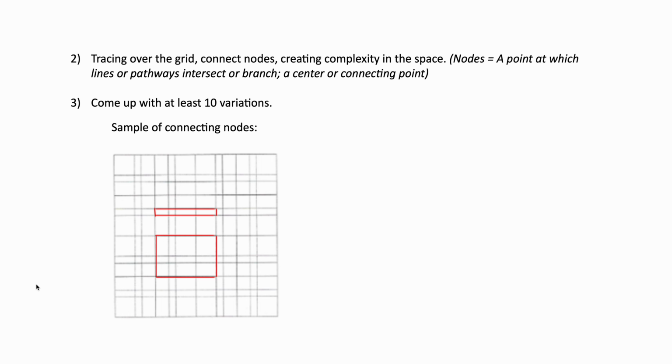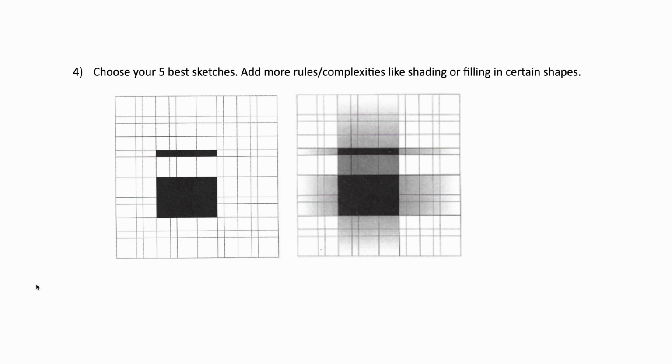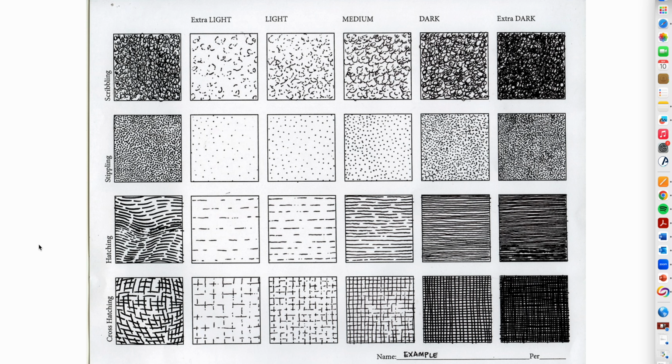Then you're going to take that grid and you're going to put your trace paper on top of it. You're going to connect the nodes, which are the intersection points, creating complexity in the space. And you will define different variations of space. This says 5, we're doing 10. I wanted to show you one more thing.